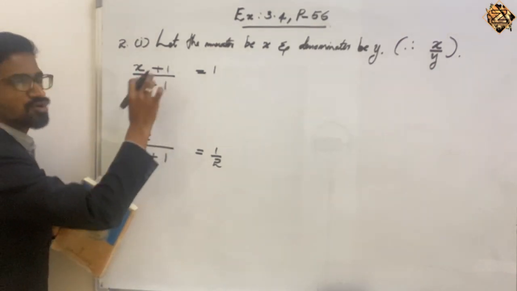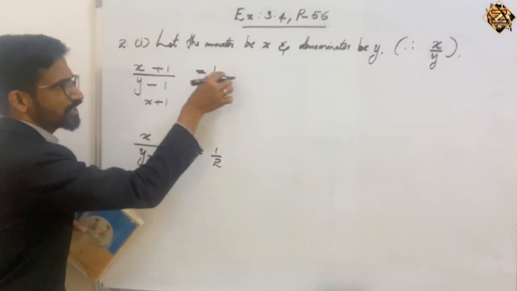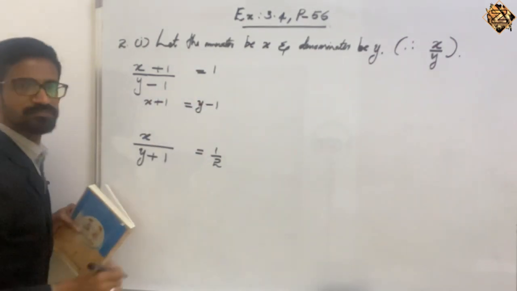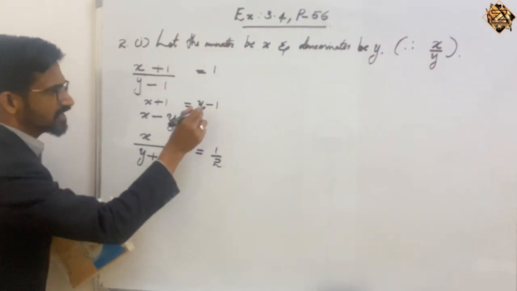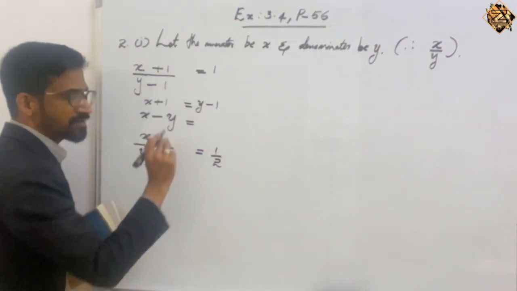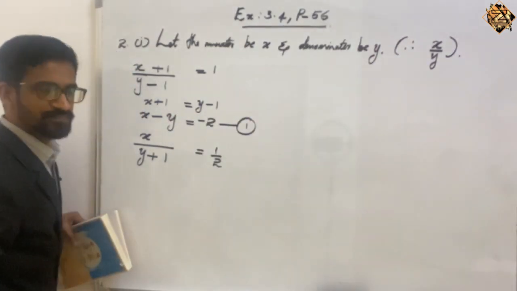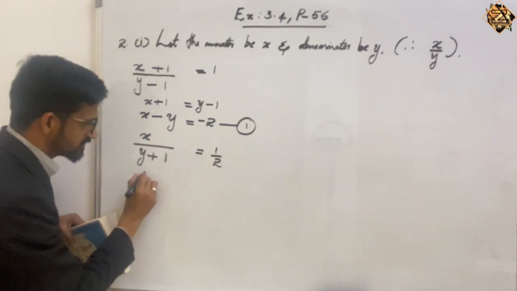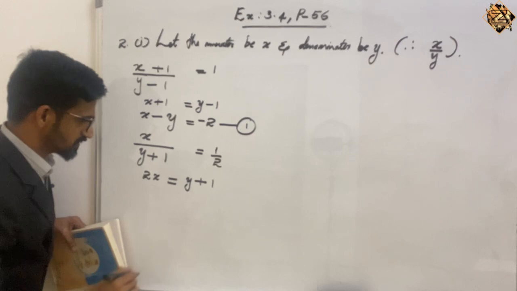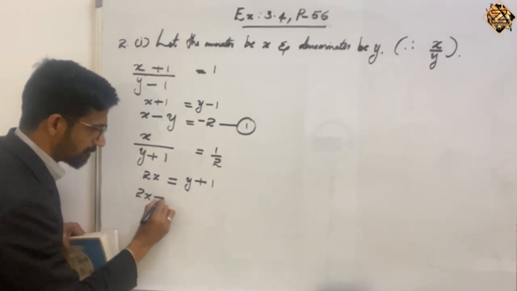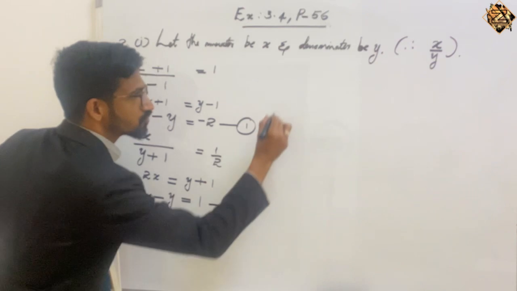So here we will solve this part by cross multiplication. x plus 1, y minus 1 into 1 is equal to y minus 1, isn't it? We can take y to this side, so x minus y equals, taking 1 to the other side, minus 1 minus 1, that is minus 2. So we got equation 1. Here also we will do the cross multiplication, so 2 into x, it is 2x, equal to 1 into y plus 1, that is y plus 1. Now taking y to the other side, 2x minus y equals 1. So we got equation 2.